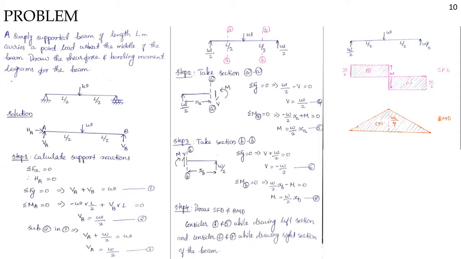Next, if we are considering the 7th equation, when XB is equal to 0, that is at the right support, then M is equal to 0. So we can draw like bending moment is 0 at the right support. And if we put XB is equal to L by 2 at the middle, then we will get M is equal to WL by 4, that I drew in this figure.